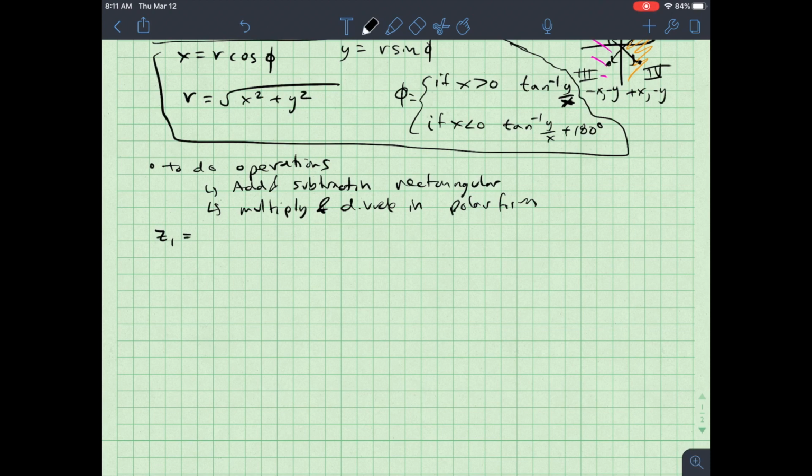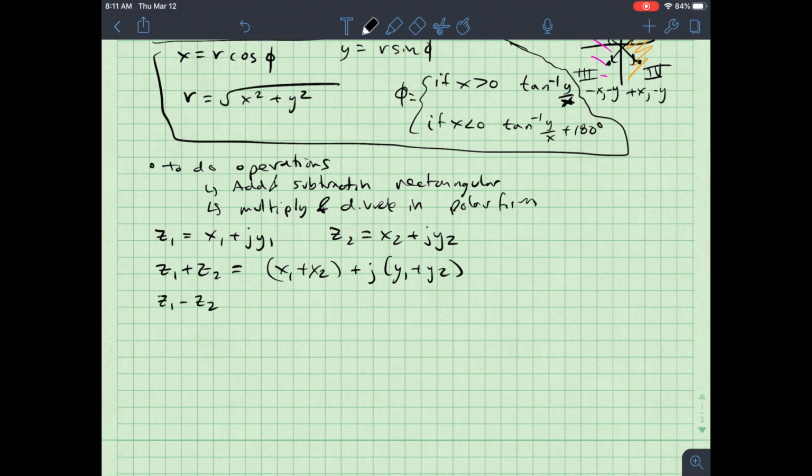Let's suppose that I've got complex numbers z1 is equal to x1 plus jy1, and z2, which is x2 plus jy2. And so z1 plus z2 is just x1 plus x2 plus j times y1 plus y2. That's pretty easy. Subtraction works the same way. z1 minus z2 is equal to x1 minus x2 plus j times y1 minus y2.